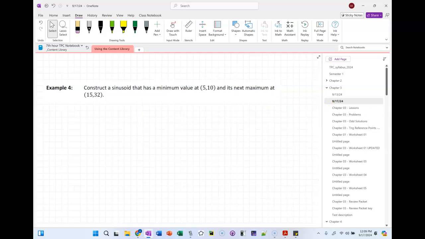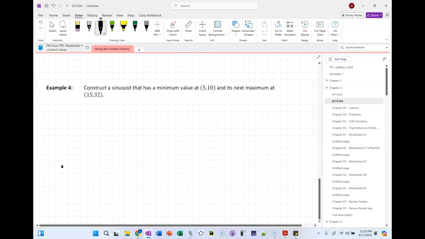Here we have: construct a sinusoid that has a minimum value at 5, 10 and a maximum value at 15, 32. Well, I'm going to start by sketching a little bit of a picture about what's going on, because there's not a lot of information, right? Just giving me 2 points and nothing else. So it says I have a minimum at 5, 10, and then the next maximum even, it tells me specifically.